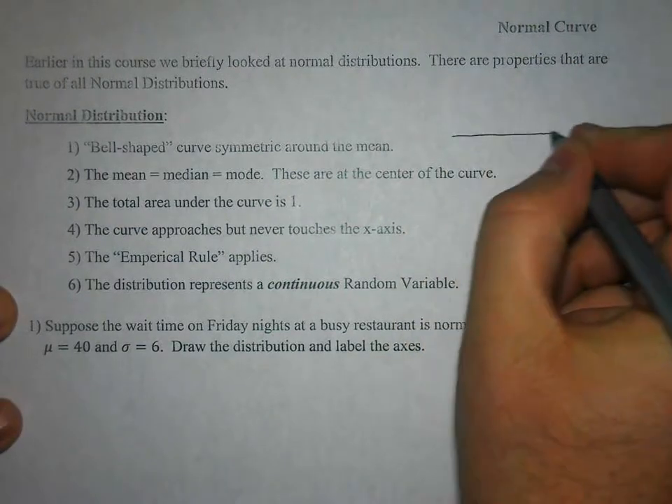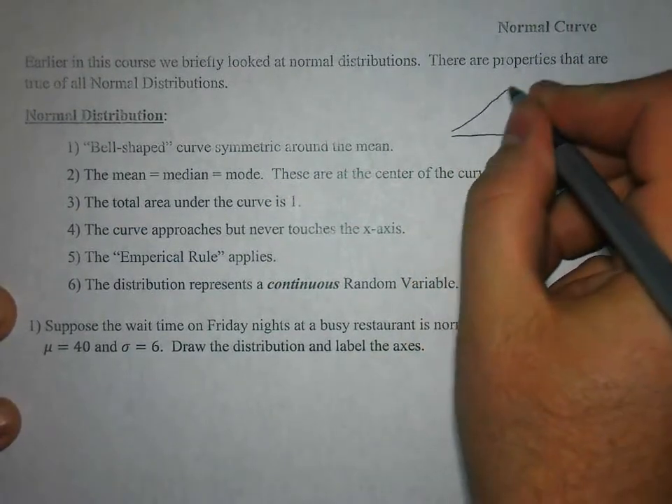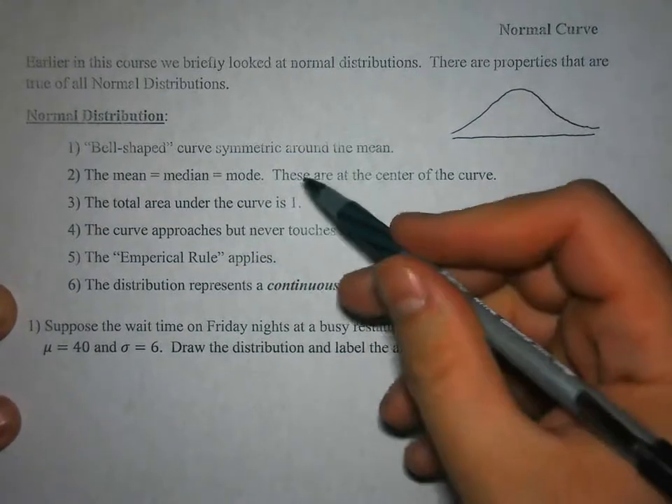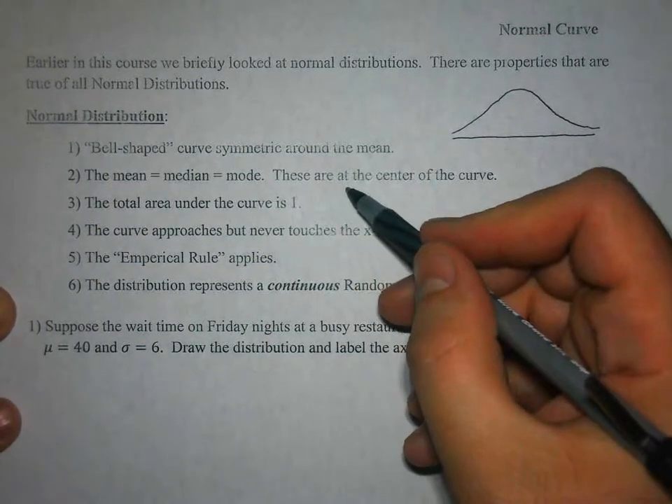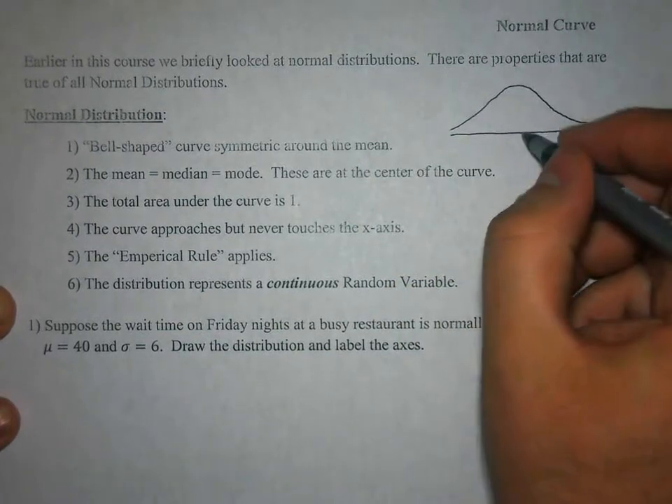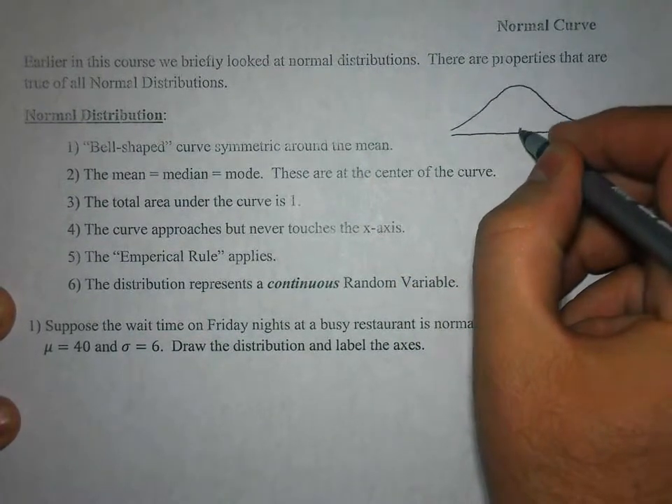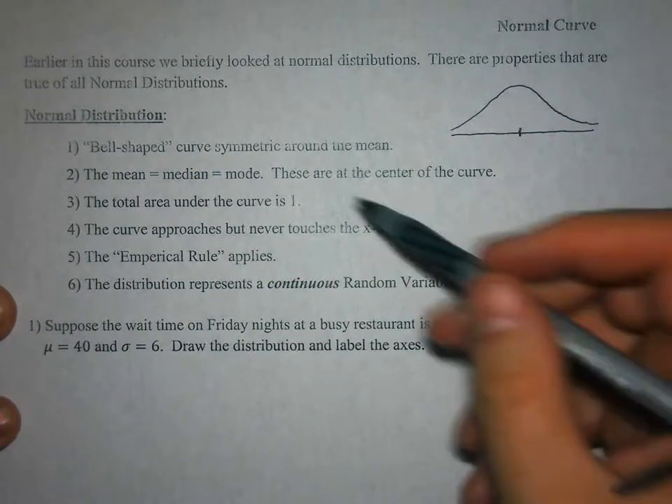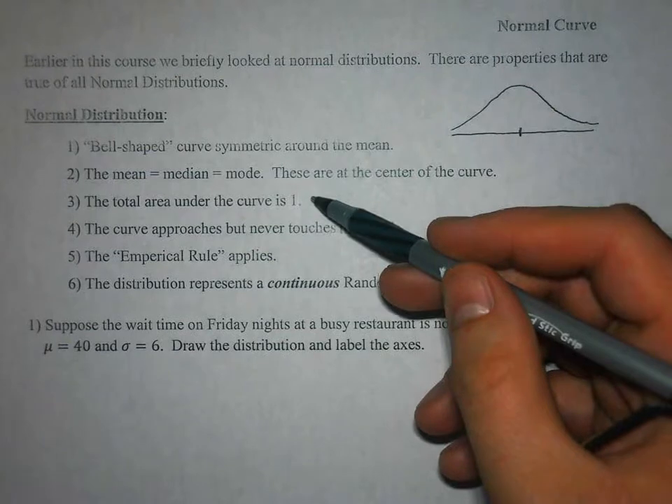So if you were to draw a quick sketch of a normal curve, this is what they mean by a bell shape. The mean, median, mode are all equal to each other and are located at the center of the curve. So right here would be your mean, median, and mode. The third thing is a little bit different for us now.